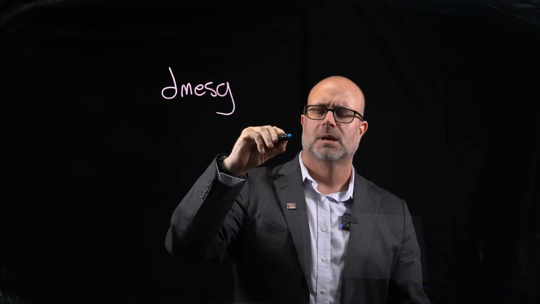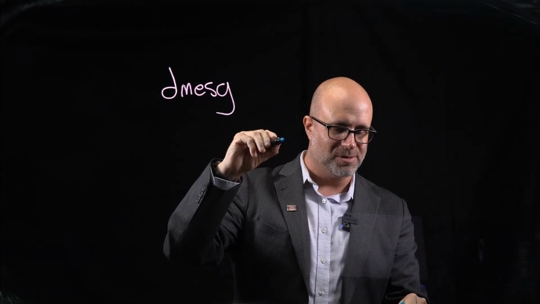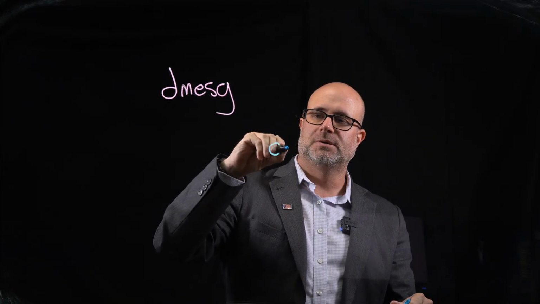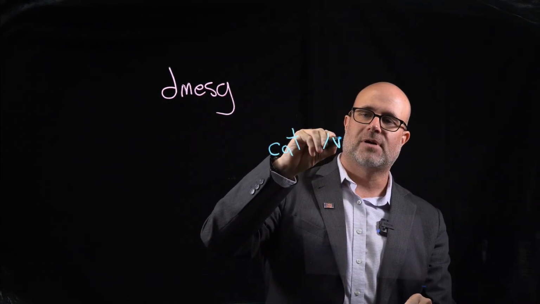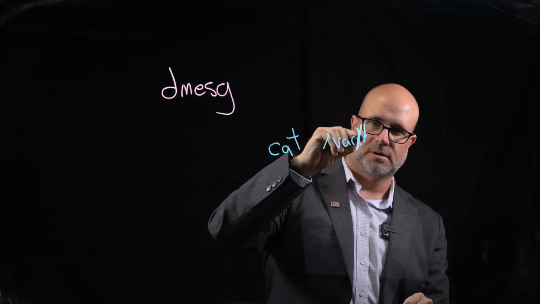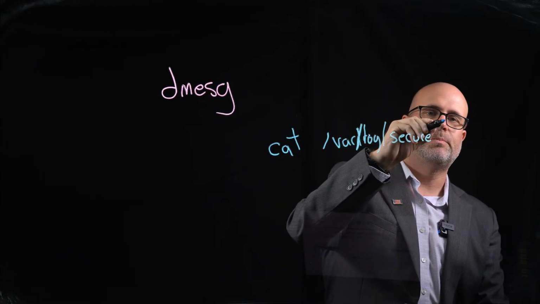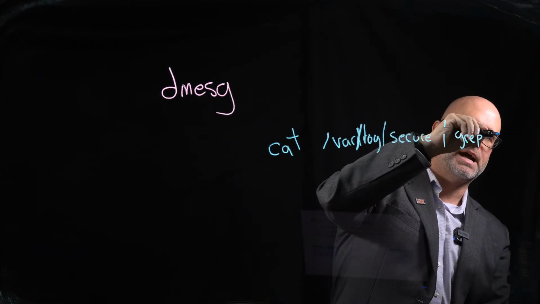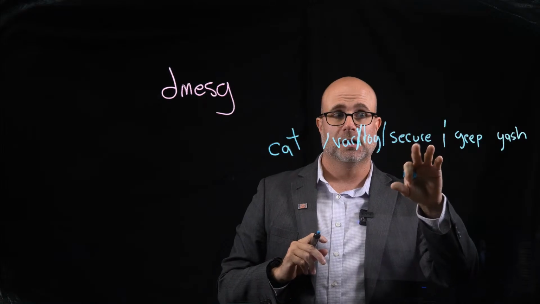I would typically do this, and you can do it by starting with grep instead of cat, but usually I cat the whole file. So I cat /var/log/secure, and then I pipe to grep, and I just go Yash. So: cat /var/log/secure | grep Yash.